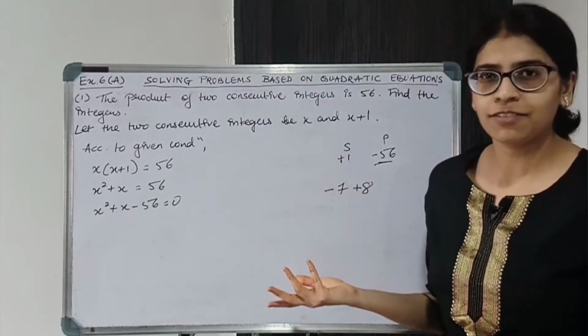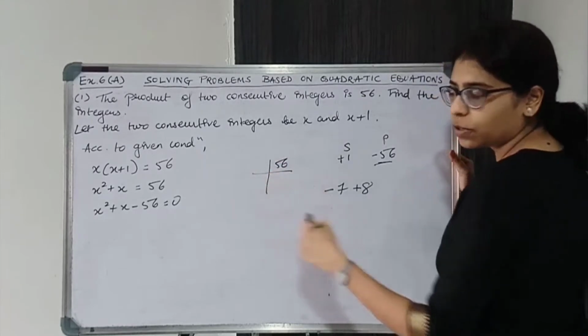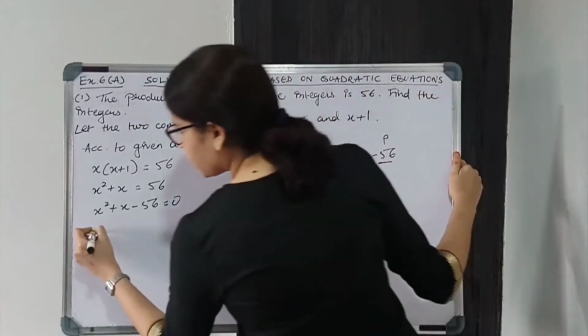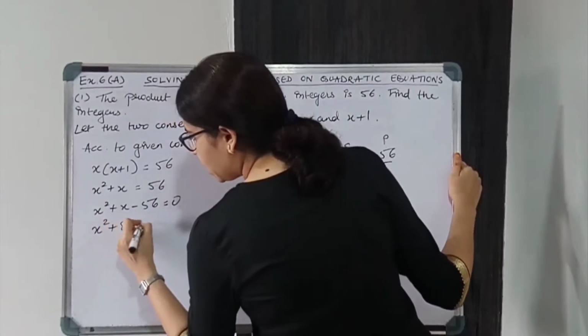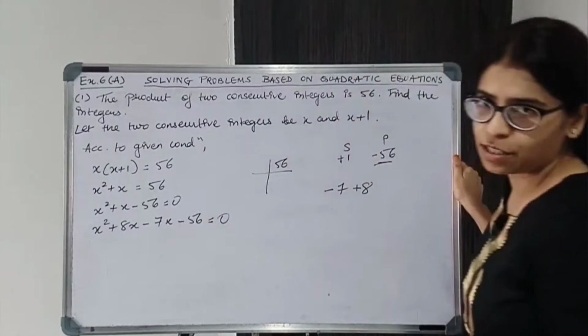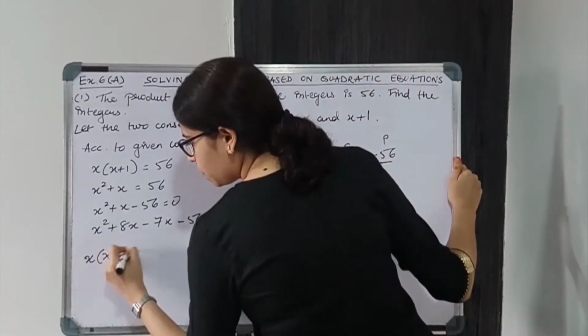You can directly find the factors. Okay, if you are not getting them, then you can factorize 56. Okay, you will get the factors. So minus 7 and plus 8. So x square plus 8x minus 7x minus 56 is equal to 0. Okay, now let's take common. So x into x plus 8.